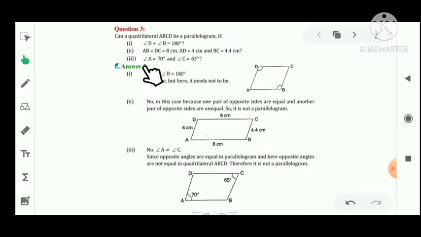Let's see the last part. The last part is angle A is equal to 70 degrees and angle C is equal to 65 degrees. And students, as we know, the opposite angles are equal to each other in a parallelogram. So angle A's value is given as 70 degrees and angle C's value is given as 65 degrees. So they are not equal to each other. So its answer will be no.